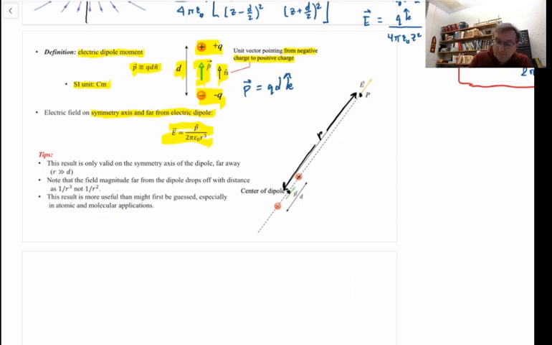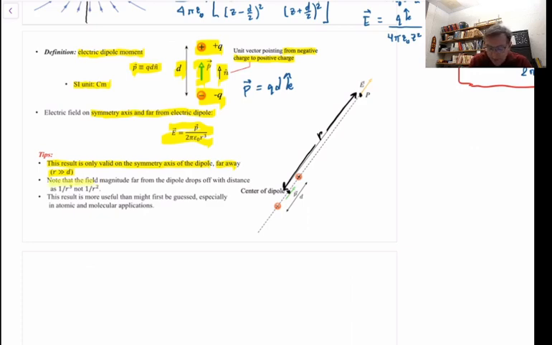All right, so this will be handy. But note when it's valid. This result is only valid on the symmetry axis of the dipole, like right there in this drawing, and far away, which in this drawing would mean r is much, much greater than d. R, remember, goes from the center of the dipole out to point P.